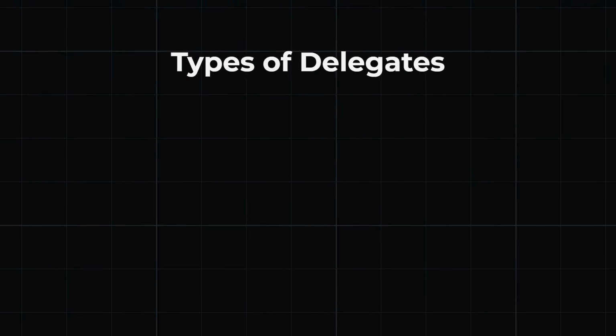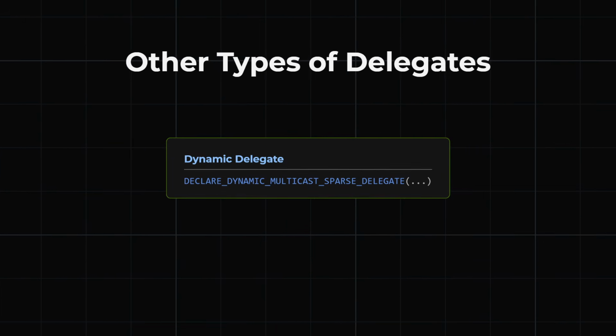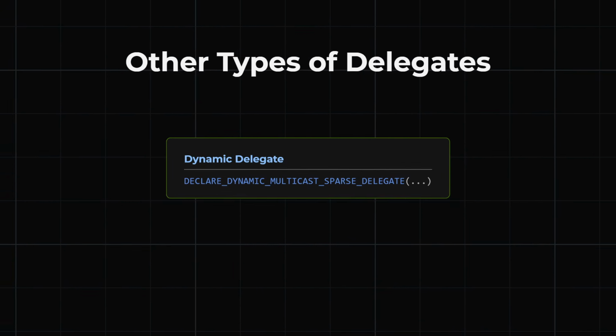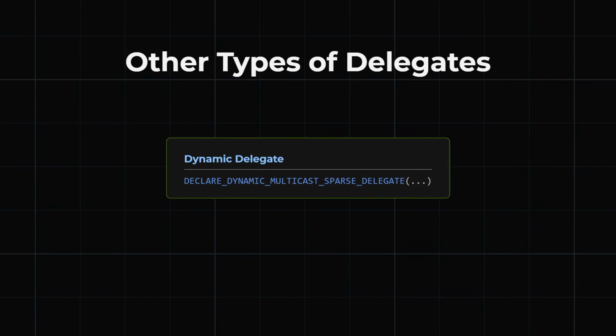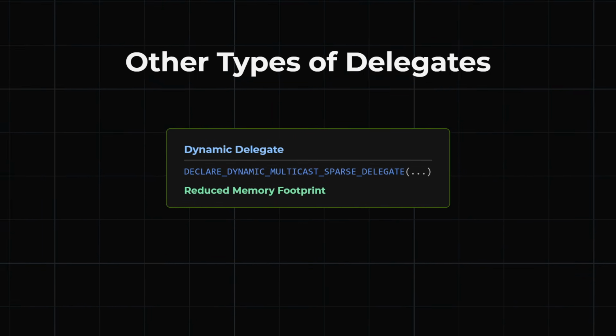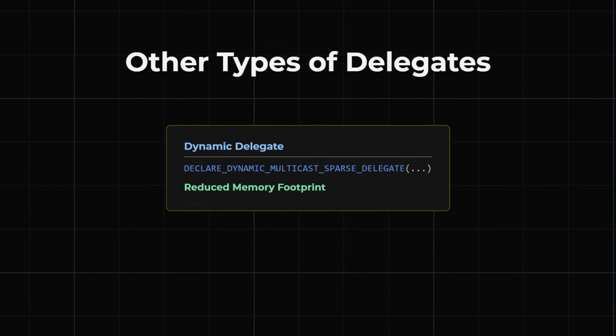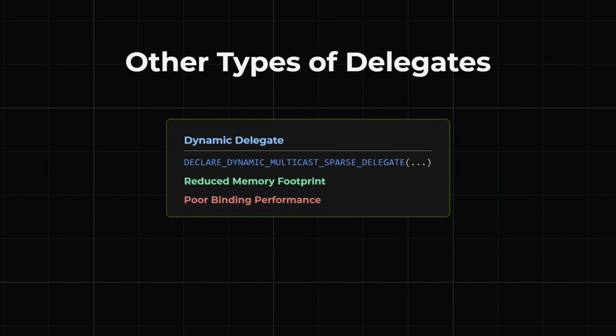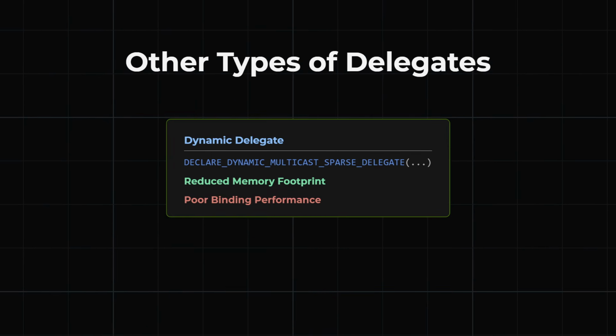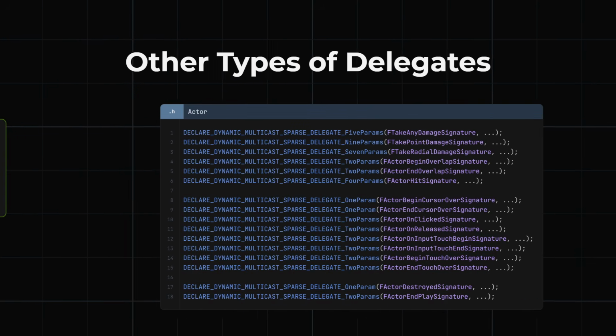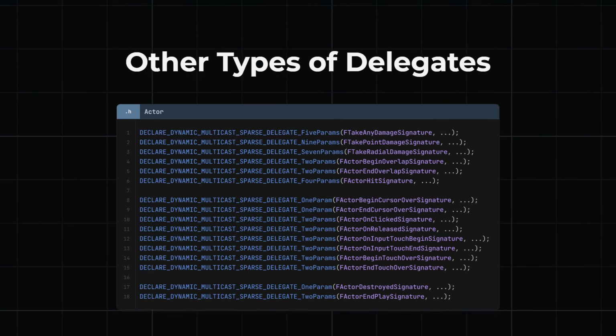One is the dynamic multicast sparse delegate. This works like your normal dynamic multicast delegate, except that it's optimized to take up less memory. The downside is that binding and removing bindings is more expensive. It's meant to be used when these are infrequent. An example of where it's used is in the actor class. These are all declared in there.